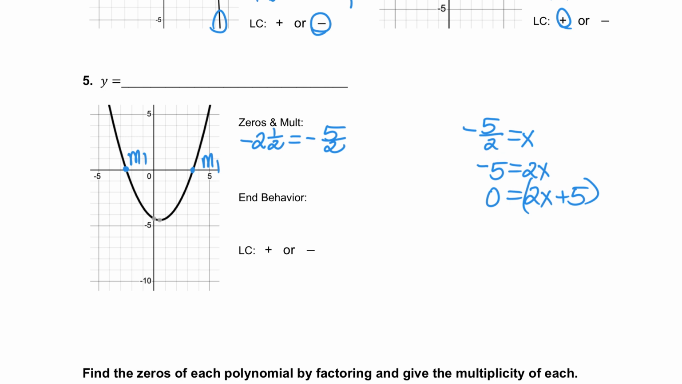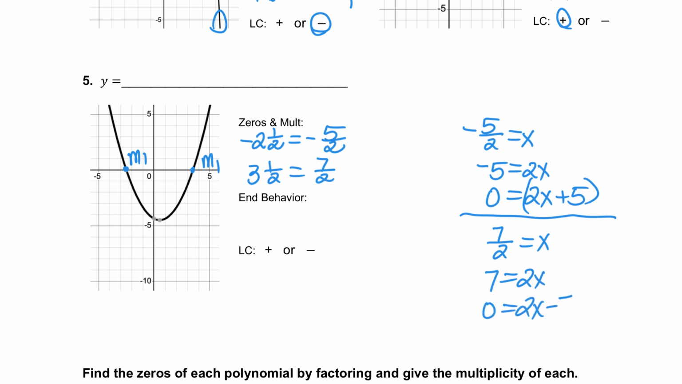Okay, this one on the right is 3.5. So that's 7/2. So again, you're going to do 7 over 2 equals x, and get everything on one side. So I'm going to multiply by 2, and then just subtract the 7 over. And that's what they need to look like when you put them into your factorization. Okay, let's go ahead and write them here. So this one would be 2x plus 5. The multiplicity was 1. I kind of already wrote it over there. Multiplicity 1. Multiplicity 1. This one will end up being 2x minus 7.